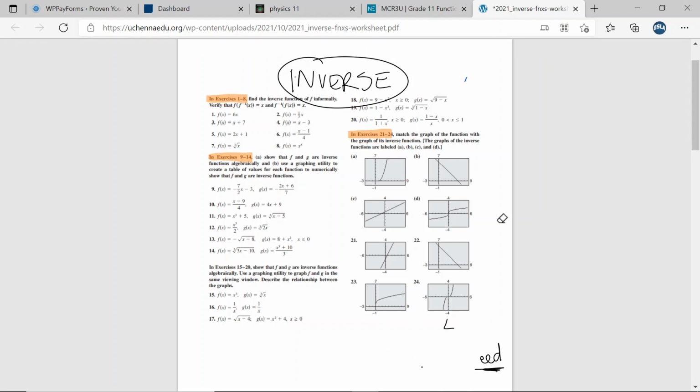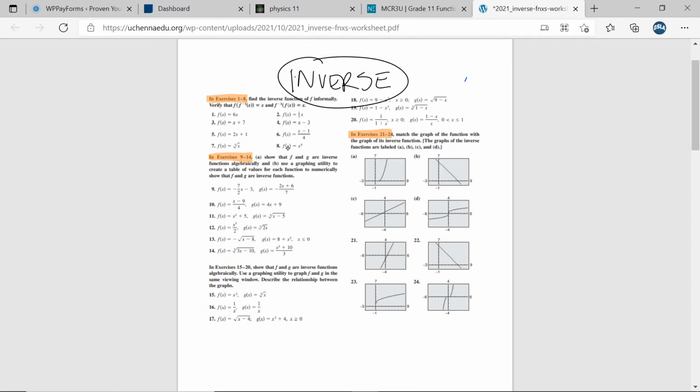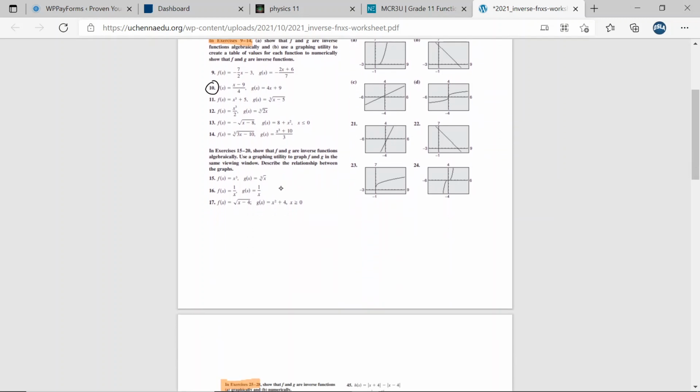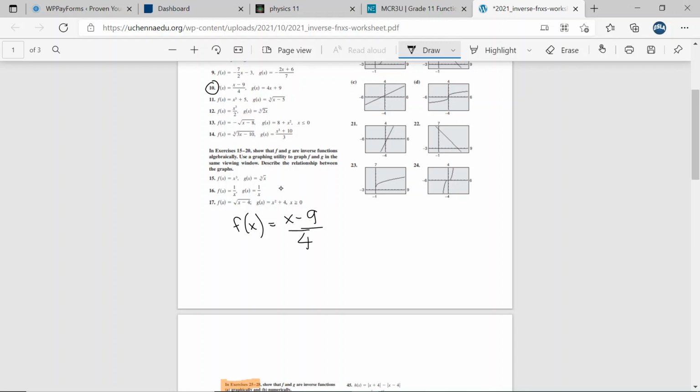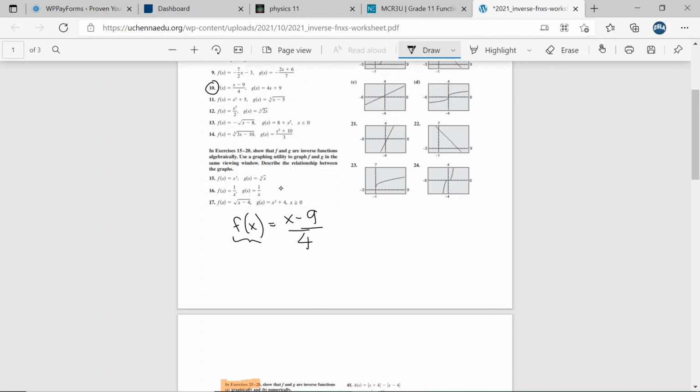Okay, so essentially there are a few steps in figuring out the inverse, and these are the steps that have been outlined in class. I'm just going to pick number 10 and show you how I would do it. Number 10 says that f of x is equal to x minus 9 all over 4. The way we find an inverse is that first, we replace f of x with y, because that's really what f of x is.